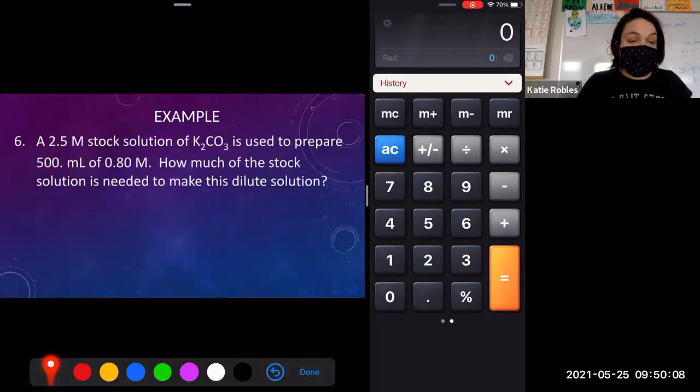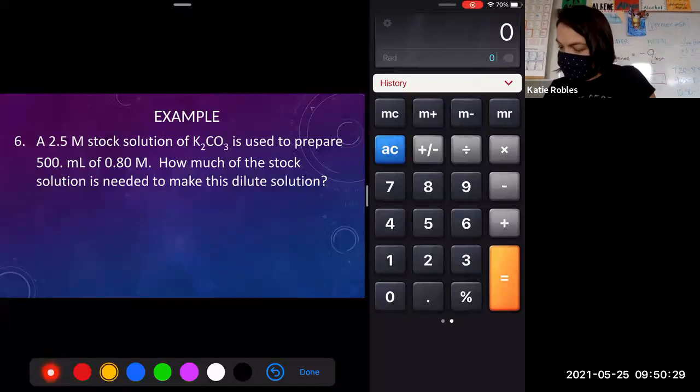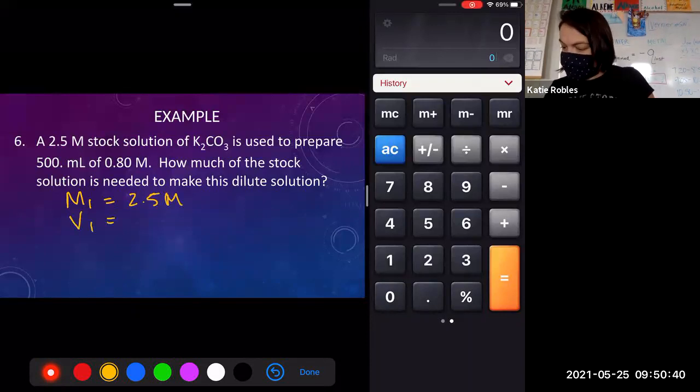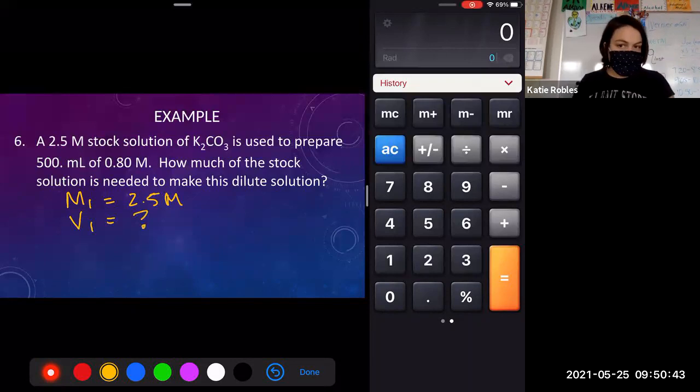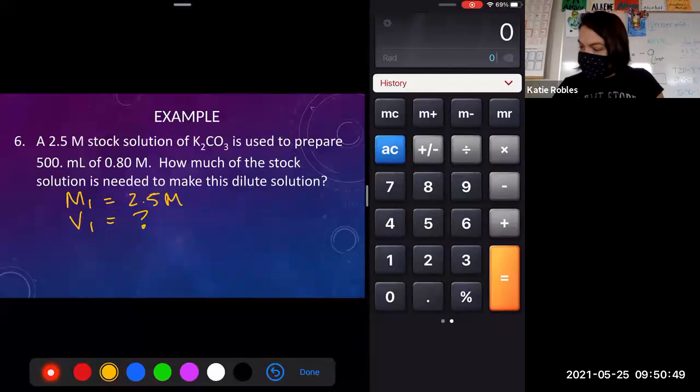In this example, we have a 2.5 molar stock solution of K2CO3, and it's used to prepare 500 milliliters of a 0.8 molar solution. How much of the stock solution is needed to make the dilute solution? Let's run through all of our variables. The molarity of the initial stock solution is 2.5 molar. The volume of the initial stock solution is what I don't know. I don't know how much I need to dilute it. But I do know what I'm going for.